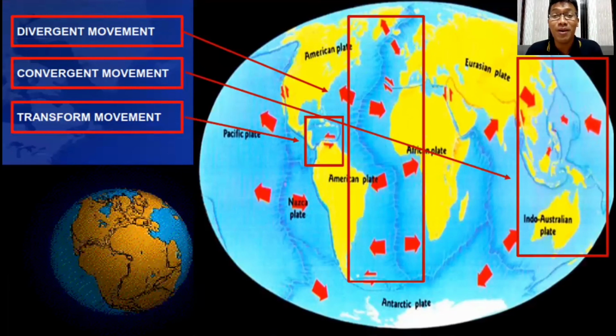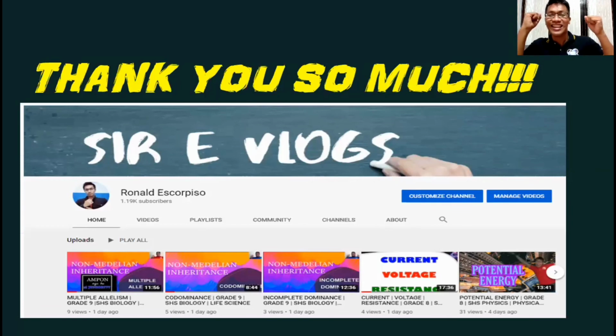And to sum it up, we got three types of plate boundaries. The first one is the divergent boundary, wherein they are moving away from each other. Convergent boundary, on the other hand, they are colliding to one another. While the third type is the transform plate boundaries, wherein two plates are sliding past one another. And that's it. We are done with our lesson.